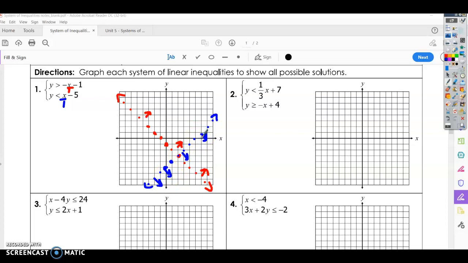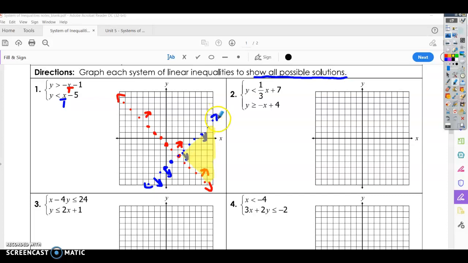So the area of possible solutions, since it says show all possible solutions, is the area where they overlap. So it's going to be below the blue line and above the red line. So it's going to be this area over here, mostly in quadrant 4. So I'm going to highlight this area here. And this is your possible solutions.